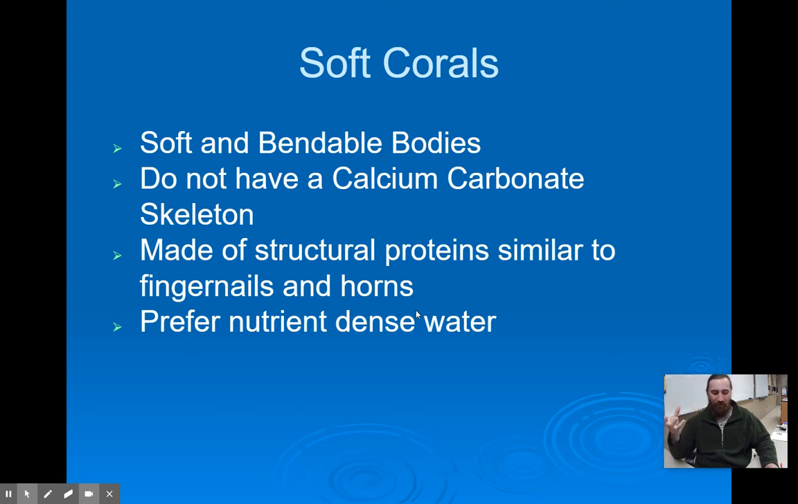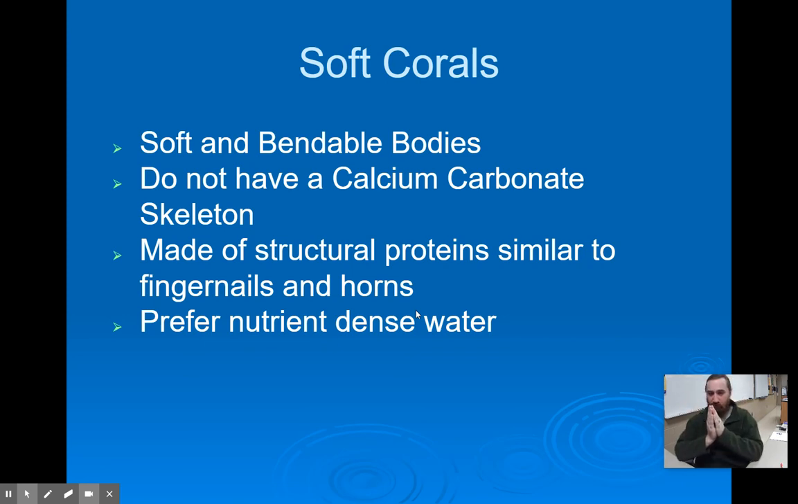They kind of describe these guys as having almost a woody structure, where wood is able to bend and bend and bend. Will it eventually break? Yes. But not all soft corals have that. Some of these soft corals are completely soft-bodied and they're able to just bend and move wherever they want to.